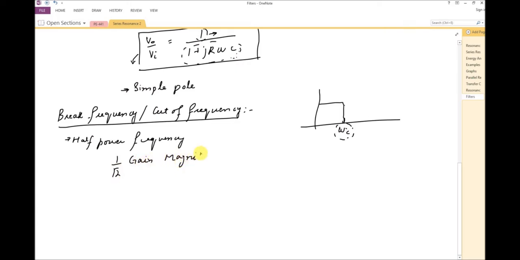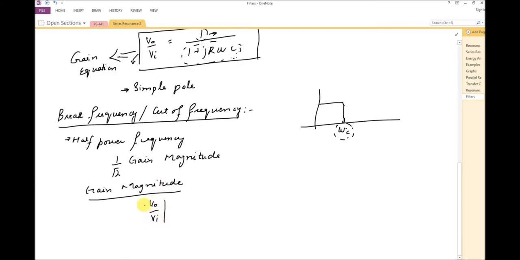I have explained it in the previous lectures. The half power frequency actually occurs at 1 over under root 2 times the gain value, and if I have to find the gain magnitude, this is your gain equation. If I have to find the magnitude of this equation, that will be |V0 over Vi| and 1 over |1 plus j R omega c|.